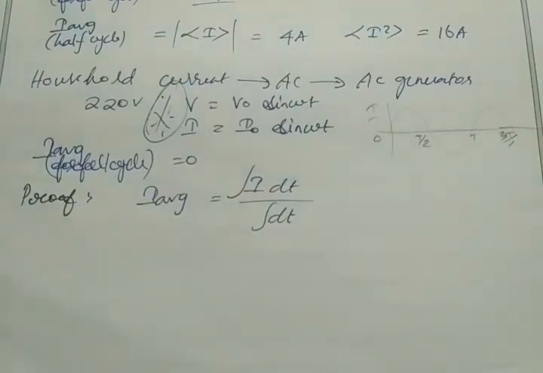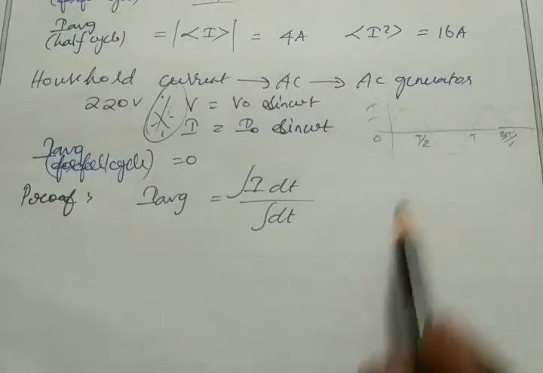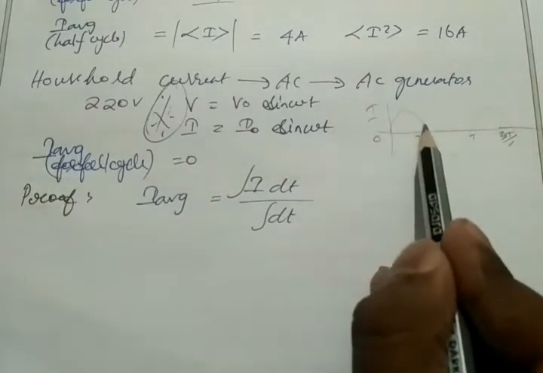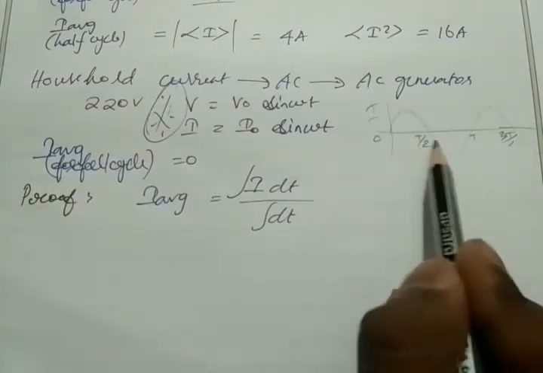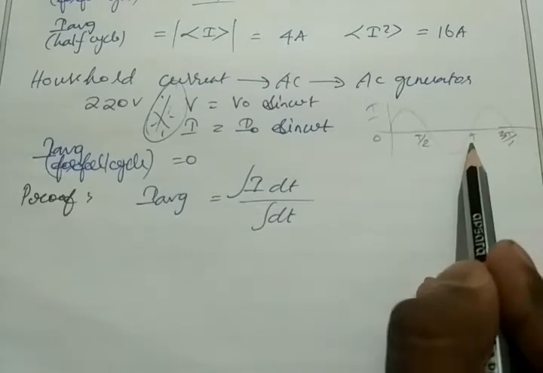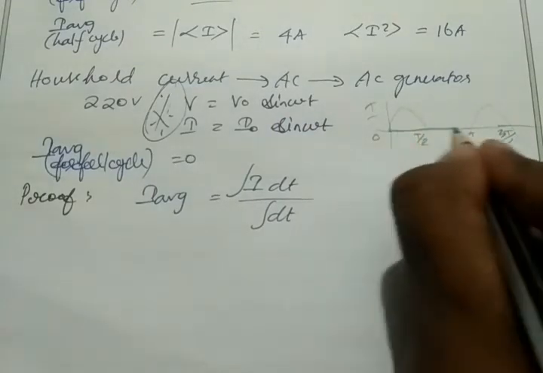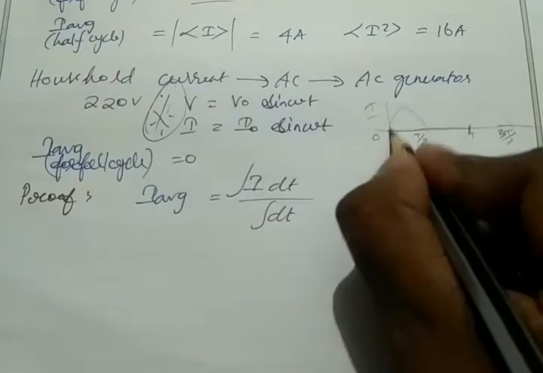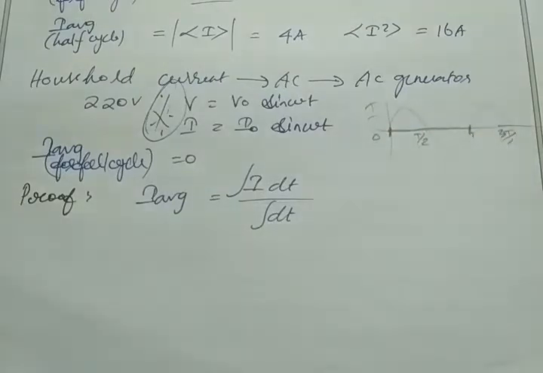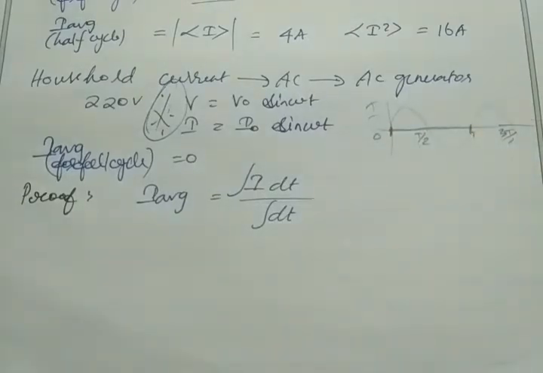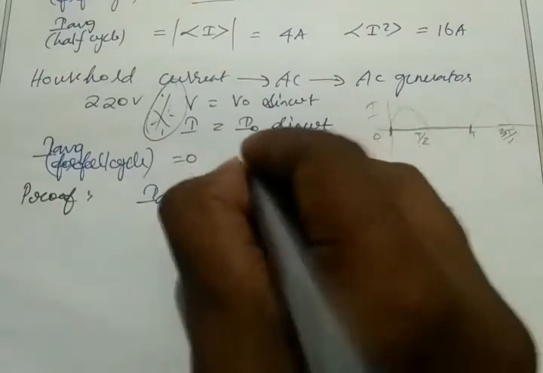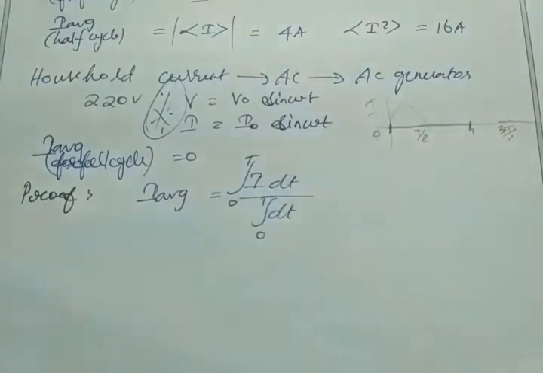So what will be the limit for half cycle? If you see this graph, for half cycle the time will be t by 2, then for another half cycle the time will be t. So for one complete cycle the total time taken is from 0 to t, correct? So the limit will be 0 to t for full cycle.